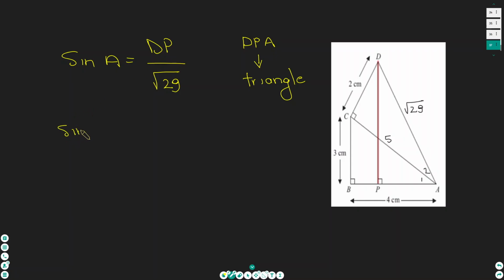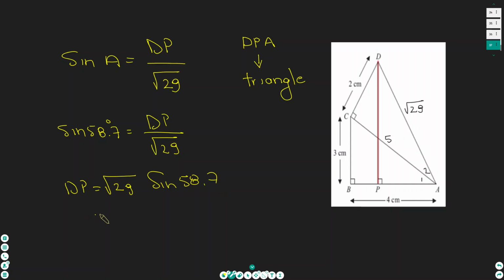So the sine of the angle A, 58.7, is equal to the DP over root 29. Multiplying both sides by root 29, we can find the DP. So then DP is root 29 times sine 58.7. So this is 4.6 to 1 decimal place.